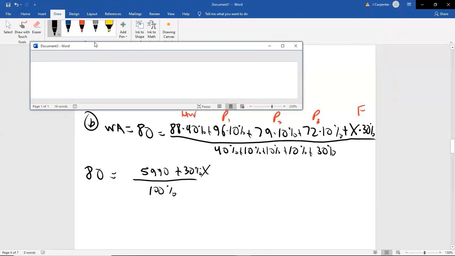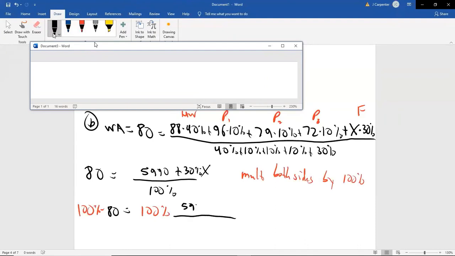This is an algebraic equation that we have to solve. And it might not be the prettiest algebraic equation that we've solved in here, but it's also not the end of the world. If this denominator is 100, the way you get rid of denominators with fraction equations is you multiply both sides by that. So multiply both sides by the 100%. So 100 on the left, 100 on the right, times the 80 equals, and then times that entire fraction, 5990 plus 30% of x, all over the 100%. And that's because things top and bottom cancel. That's why we do that step.